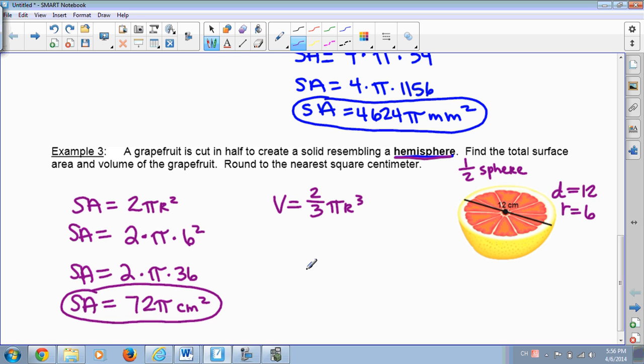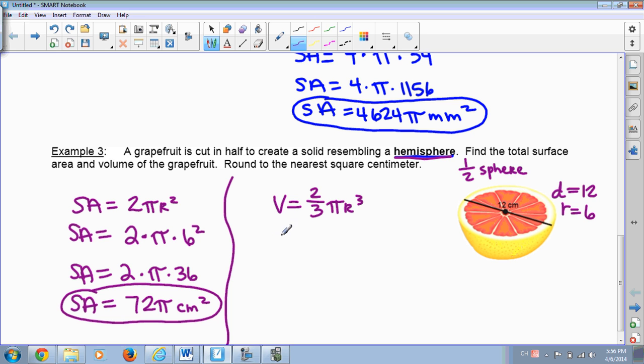And we're actually just counting the peel of the grapefruit. We're not counting the actual grapefruit part up here. We're just counting around the peel for the surface area.